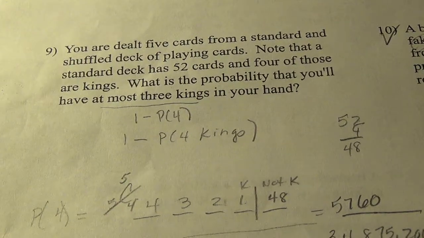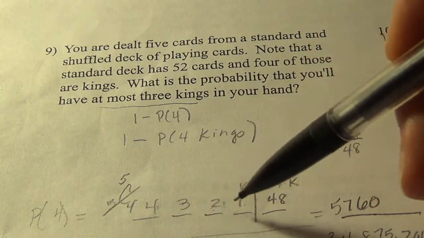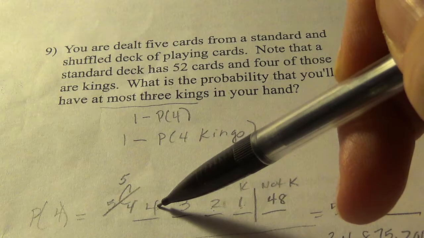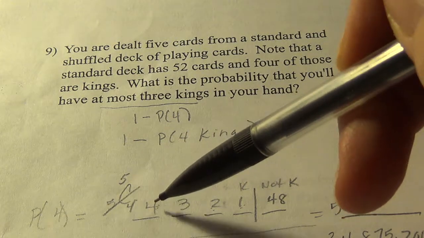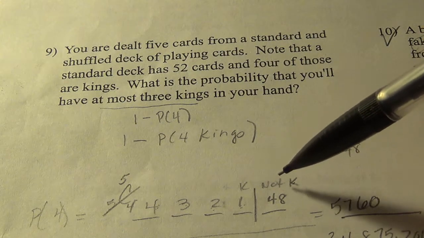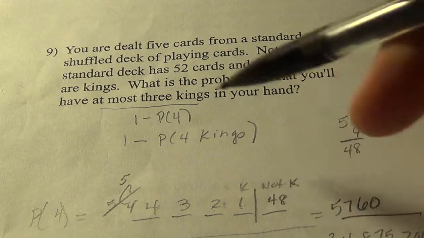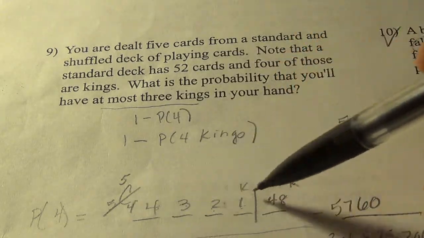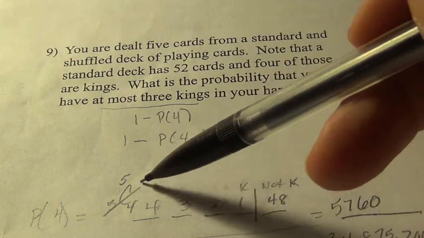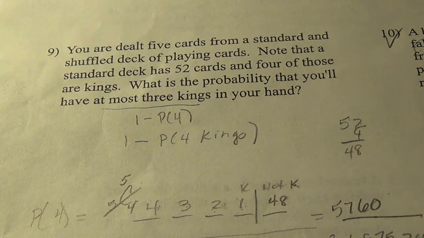And for the probability of 4, we've got 5 blanks. The first 4 have to be kings. So how many ways can you draw a king from a deck? Well, there are 4 kings, so you have 4 and then 3, 2, and 1. And not kings: everything that's not a king is 4 from 52, which is 48 ways. And then you have the combinations, 5 objects 4 at a time, and that gives me a 5. 5, 4, 3, 2, 1, 48 multiplies to 5760.